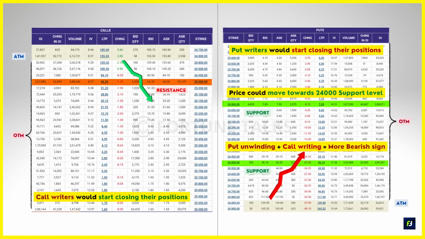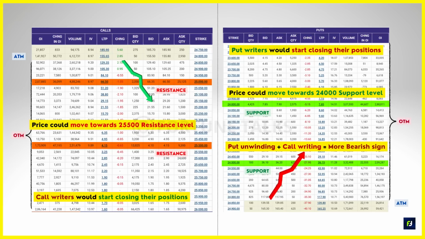or closing their positions as their profitability would start getting affected. This unwinding of bearish positions could cause the underlying price or spot price to head higher towards the next resistance level of 25,500. Now, if this call unwinding is also accompanied by put writing at lower levels, then this is an even more bullish signal.